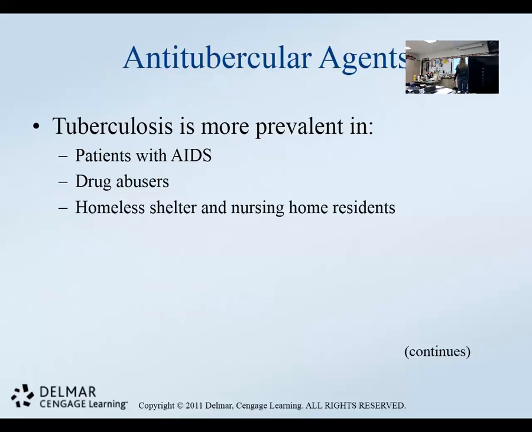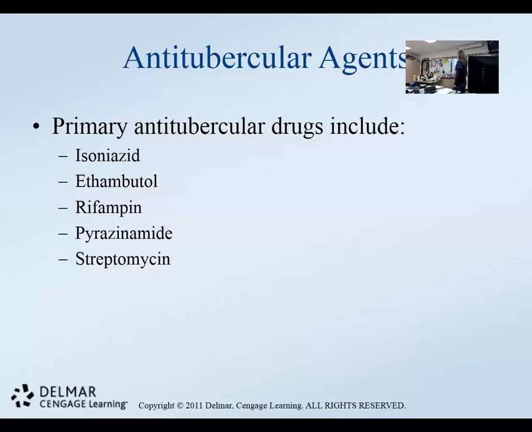Anti-tubercular agents. These are medicines for tuberculosis, which we know is a lung disease. Okay? It's an infectious disease. Tuberculosis is more prevalent in people with AIDS because their immune system is already down. People who abuse drugs, again, the immune system is down and it's easily passed. And then homeless shelters and nursing home residents. A lot of times the people who test positive for tuberculosis are homeless. I don't really know if it's just because they're outside and their immune system's down because of nutrition and shelter, and they're usually around other people. I'm not exactly sure of the reason for that.